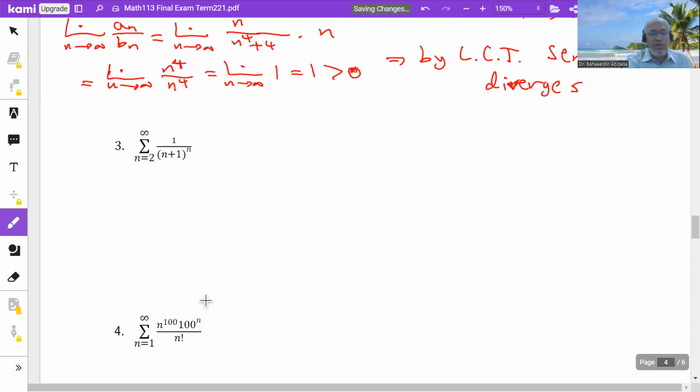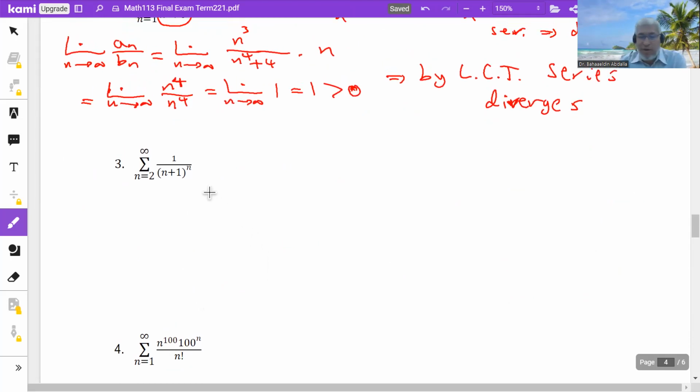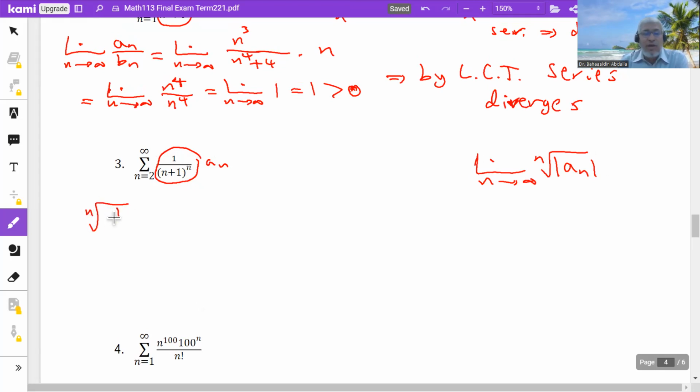All right, the next one. I have n plus 1 to the power n. Whenever I have power n, I will think of the root test. And in the root test, I need to find the limit of the nth root of the absolute value of a_n when n goes to infinity. So this is a_n, and it's positive, so the absolute value would be positive. But what would be the nth root of a_n?